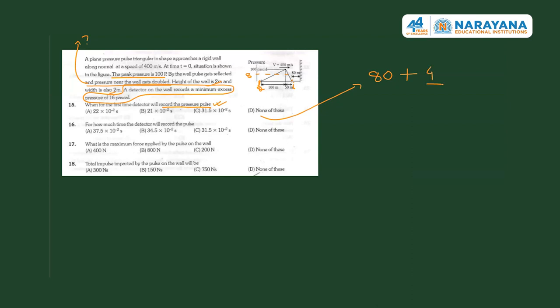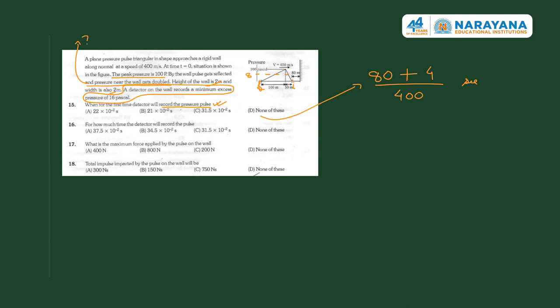So it seems like 84 meters is what my traveling pressure wave has to travel for a detector to detect that pulse there. And it is traveling at a speed of 400. So it seems like this much amount of time it will take. That is the first one.